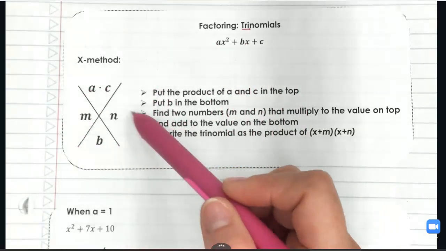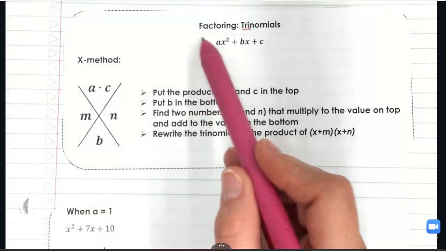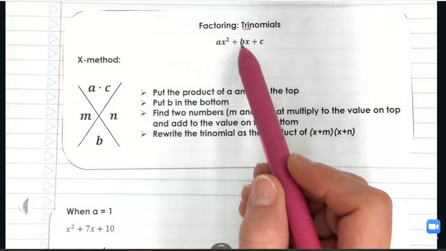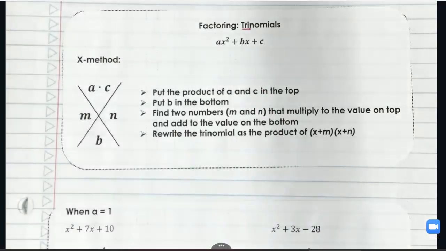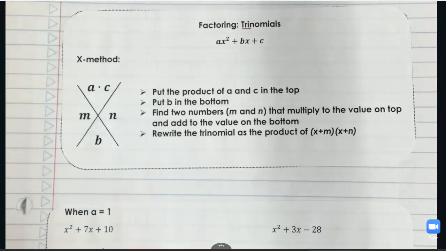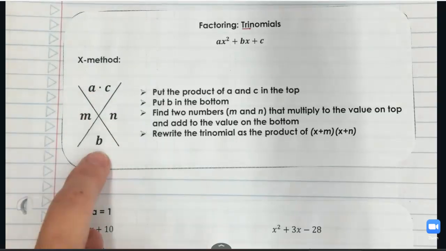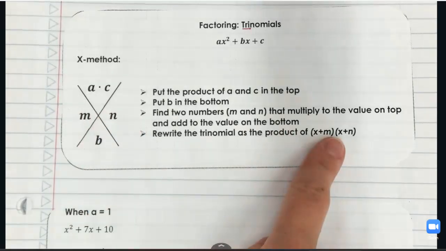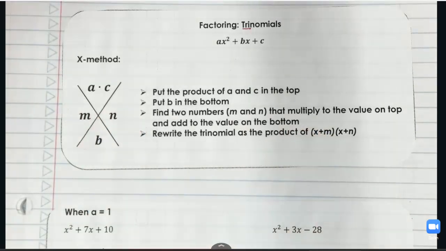So when you're doing the x method, in the top you put the product of a and c, so a times c, and in the bottom you put your b value, the middle coefficient. And then what you're looking for to find m and n are 2 numbers that multiply to your value at the top and add to your value at the bottom. Once you know m and n, you can rewrite this as the product of your 2 factors.